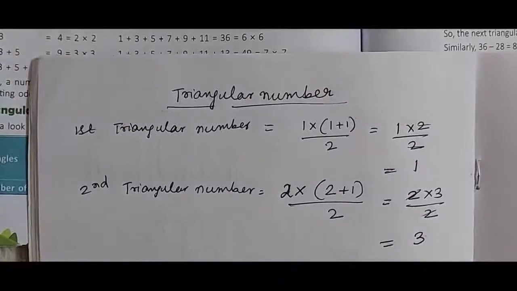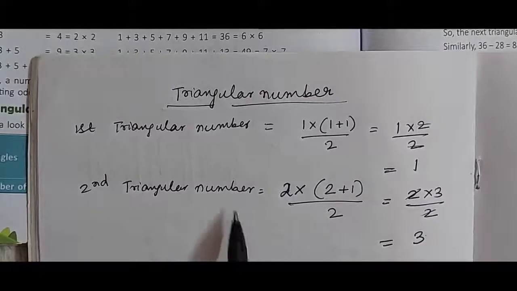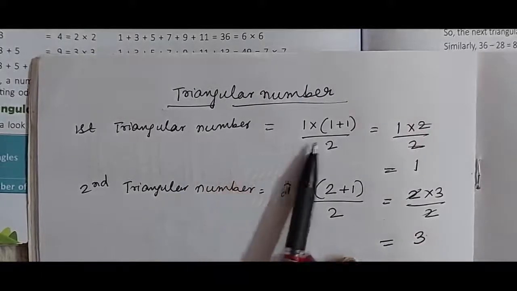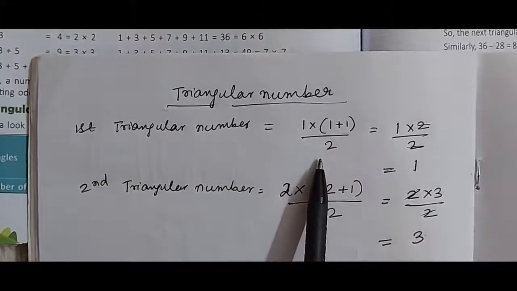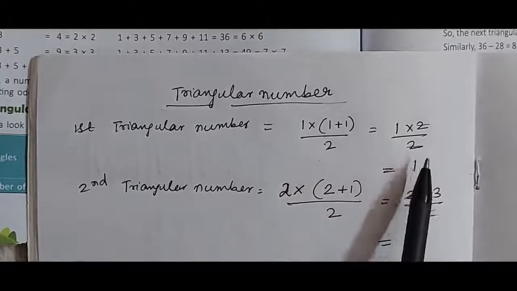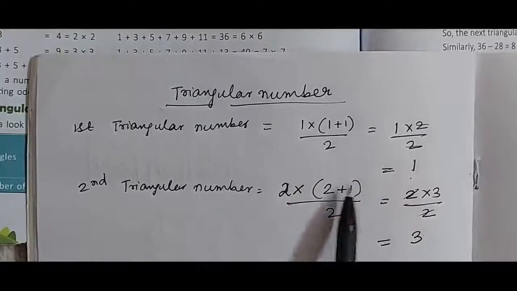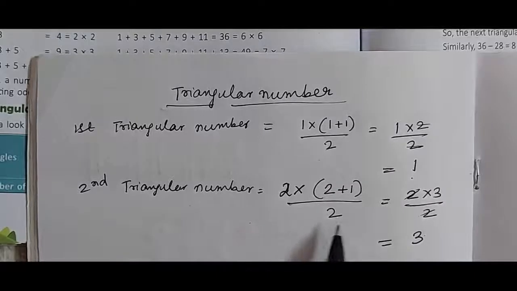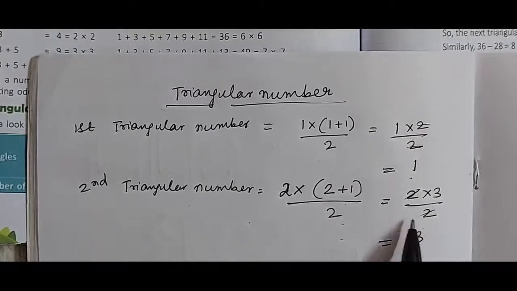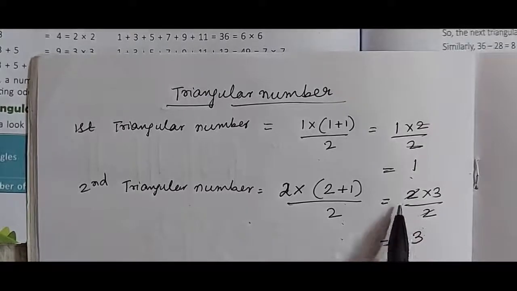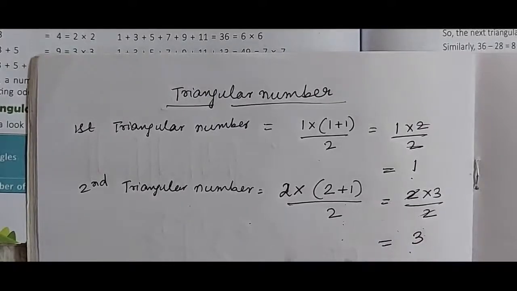So just you see here, this is how to take out a triangular number. See, the first triangular number, how did we take it? 1 into 1 plus 1 by 2, so that is equal to 1 into 2 by 2 and we got 1. Similarly, the second triangular number is equal to 2 into 2 plus 1 by 2, which is 2 into 3 by 2. So 2 and 2 got cancelled and you got 3 over here.